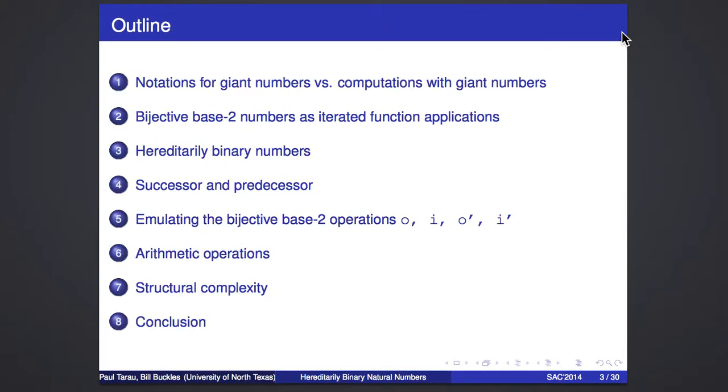So our outline will go over notations versus computations for giant numbers, a specific canonical representation of numbers called bijective base 2, then hereditary binary numbers, our main representation, and some operations on them, starting with successor and predecessor, then emulating doubling and halving in terms of base 2 operations, and some of the corresponding notations, the usual arithmetic operations finally, and the structural complexity, an analysis of what we gain and what we don't gain with this number representation, and then our conclusion.